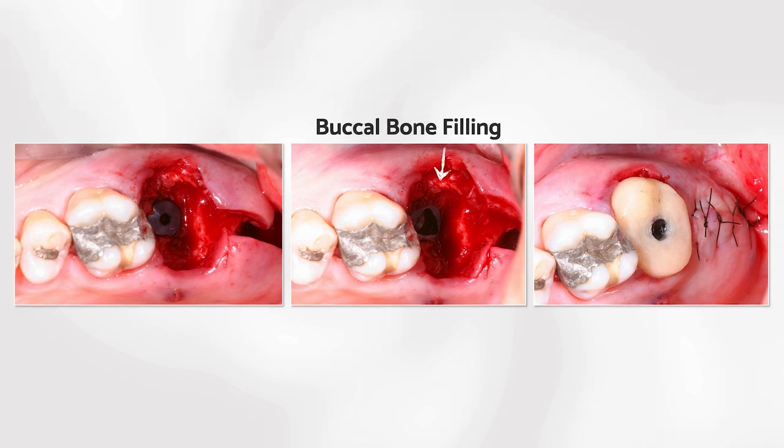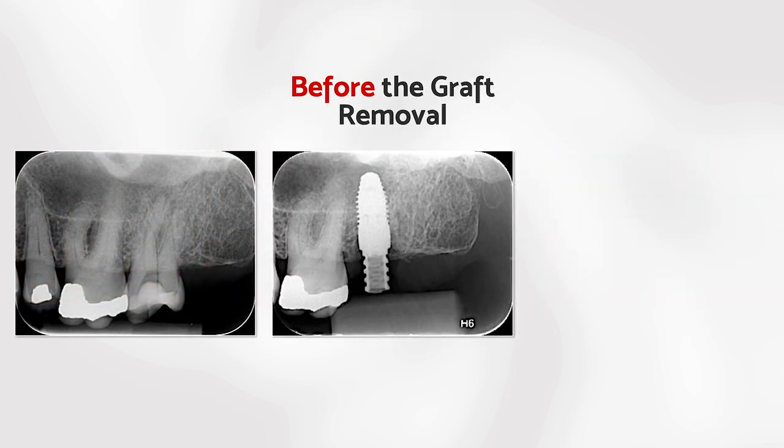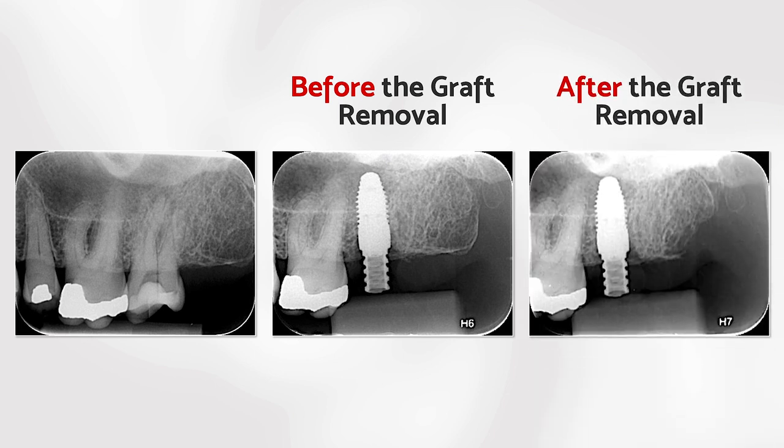So in this case, the buccal bone filling and the palatal bone reconstruction were done. This X-ray was taken before the procedure, the second one before graft removal, and this third one right after the graft was removed. You can see here that the bone was taken from the posterior zone of the tuberosity.